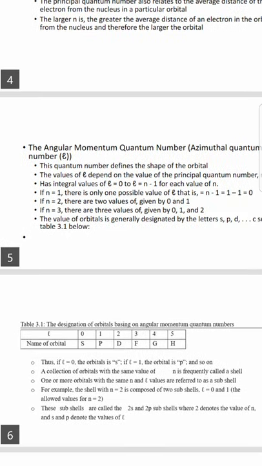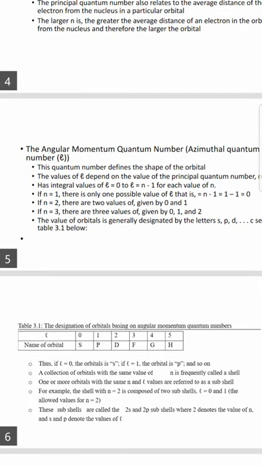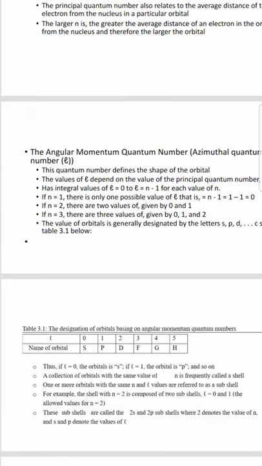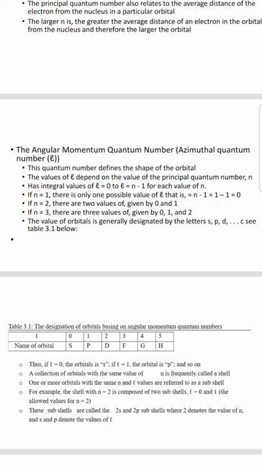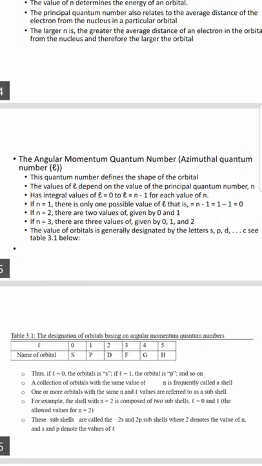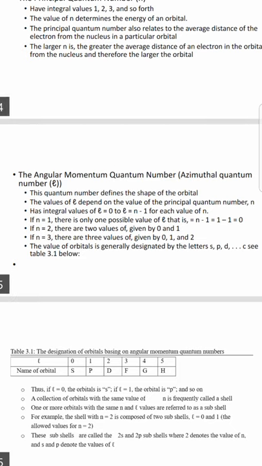Kwa utapata azimuth au angular momentum quantum number, if N is 1, ni 0. Sijui mmenielewa? Lakini suppose now, naenda kwenye bullet ya 4, utakuta pale, if now N is 2. If N is 2 now, unaweka kwenye calculation, remember the formula azimuth, andika pamoja na mimi kwenye daftari lako, azimuth is equal to N-1. Yani, angular momentum quantum number is equal to N-1. Sasa, unachokifanya wewe ni rahisi sana.